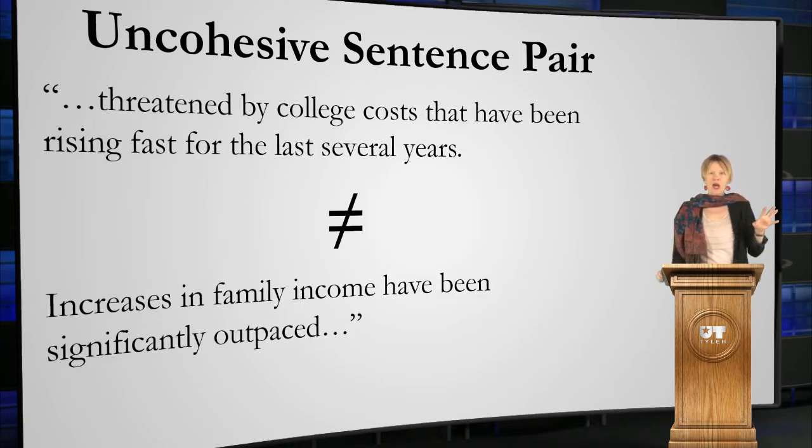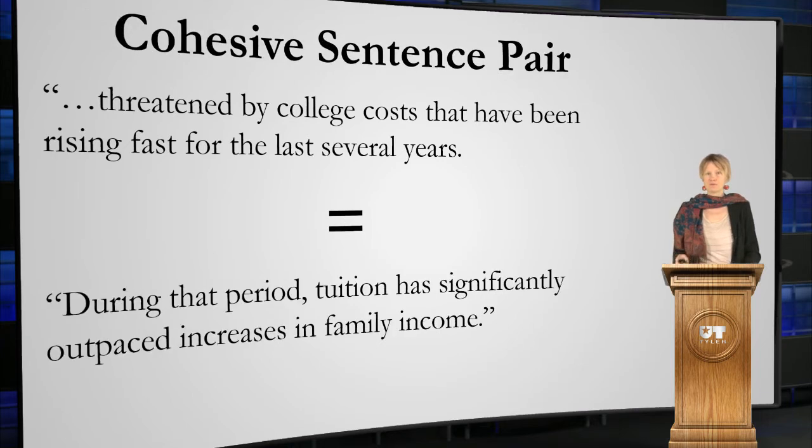This symbol, I've put the unequal symbol there. It's not exactly unequal, but it just means that there's kind of a rough transition from the end of that first sentence into the beginning of the next sentence. So this first sentence ends with threatened by college costs that have been rising for the last several years. So you have college costs rising over a period of time. And then the next sentence currently starts out, increases in family income have been significantly outpaced. So the idea in the last part of that first sentence and then the first idea in the next sentence, it's not clear how they are connected.